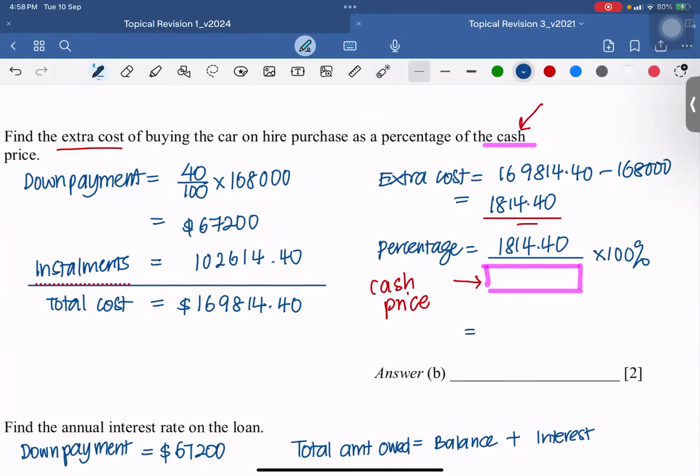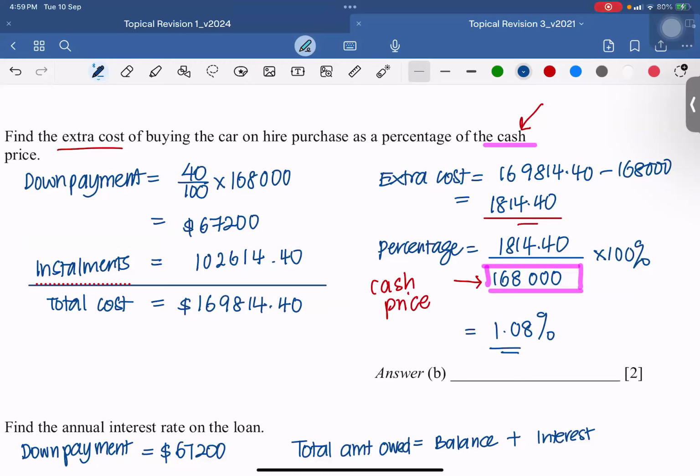168,000. Thank you very much. Okay, one kind soul told me the answer. So then we calculate this answer, divide by 168,000 times 100%, and that gives me the number 1.08%. So this is the answer for the additional cost. I can either write it as a fraction, or in this case, it's a nice decimal, so I just write the number in decimal.